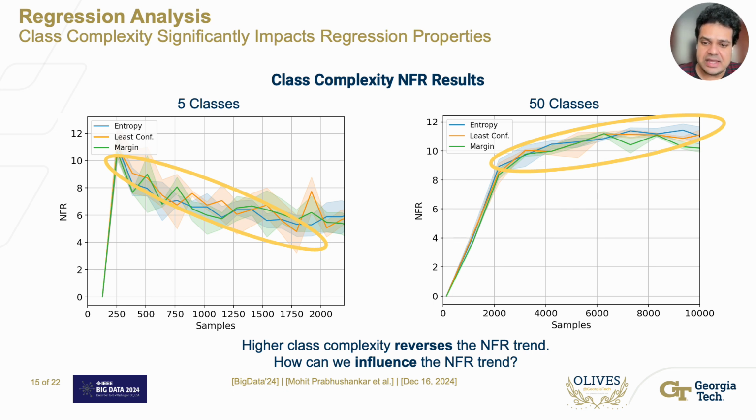However, in the 50-class setting, this expectation is reversed, which is that NFR keeps on increasing as the number of samples on the x-axis increases. NFR in this case is on the y-axis. We were expecting it to decrease, but in the 50-class setting, it increases. And this is what we were talking about initially, where there is a decoupling between accuracy and NFR. In all these cases, the accuracy keeps increasing, but in the 50-class setting the NFR increases, while in the 5-class setting the NFR decreases. So there is this decoupling.